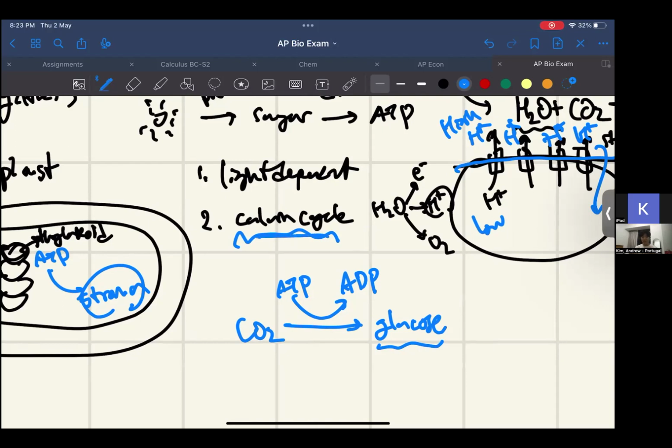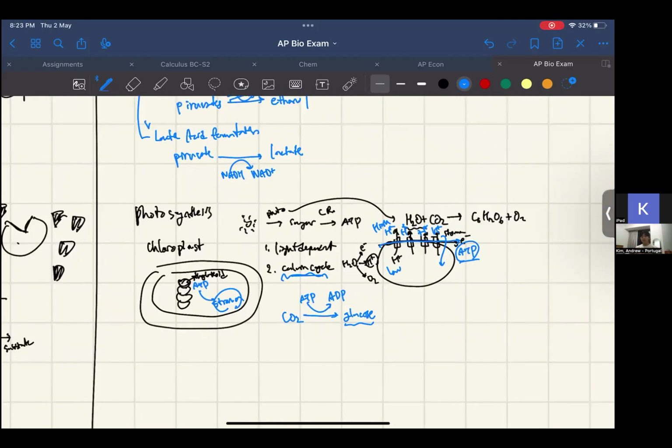Now, the Calvin cycle is a very simple process, right? What's important to remember in photosynthesis is that it has two steps, and the first step is very similar to the ETC. Its purpose is to make ATP, and that ATP created in the first step will be used in the second step in the stroma to convert CO2 to sugar. Okay, so that is how photosynthesis works.